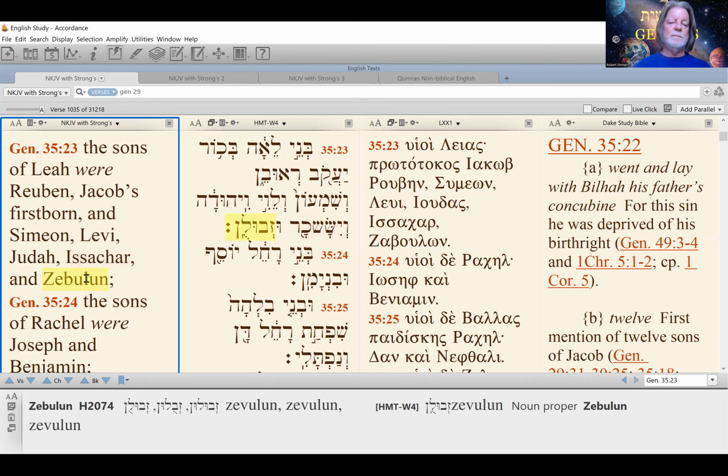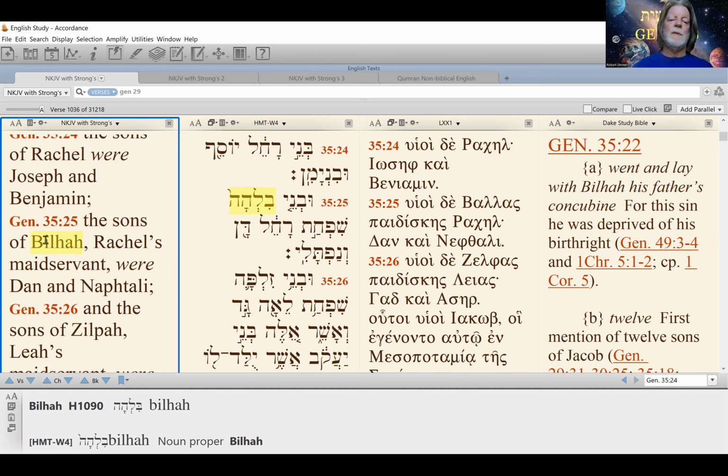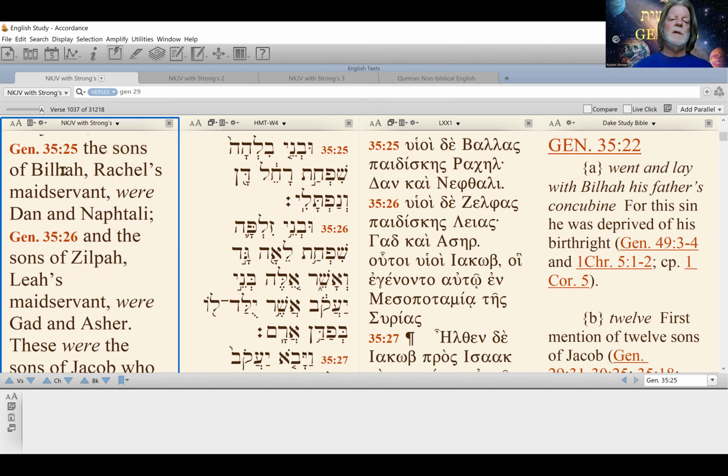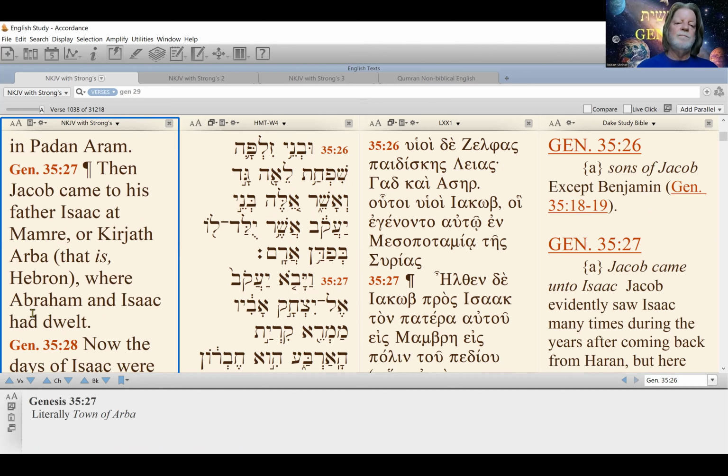And then Zvulun. The sons of Rachel were Yosef and Binyamin. The sons of Bilhah, Rachel's maidservant, were Dan and Naphtali. And this was the concubine that Reuven slept with. And the sons of Zilpah, Leah's maidservant, were Gad and Asher. These were the sons of Yaakov who were born to him in Padan Aram.